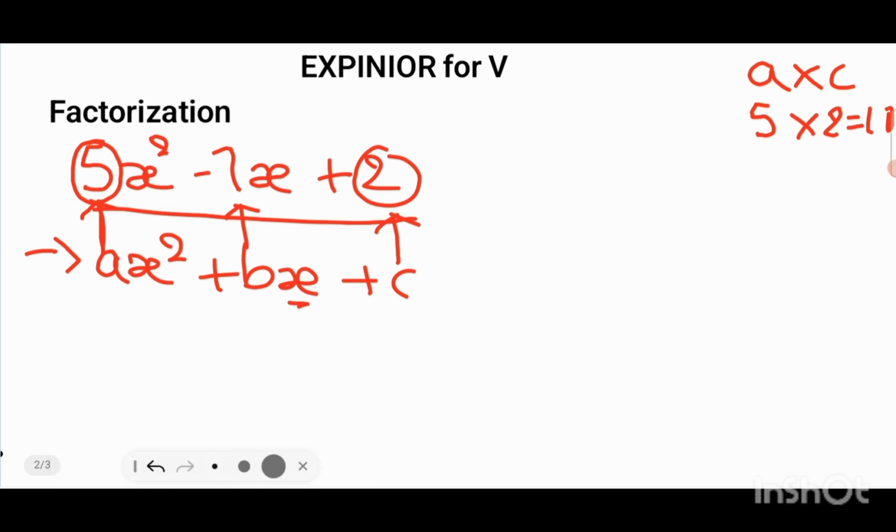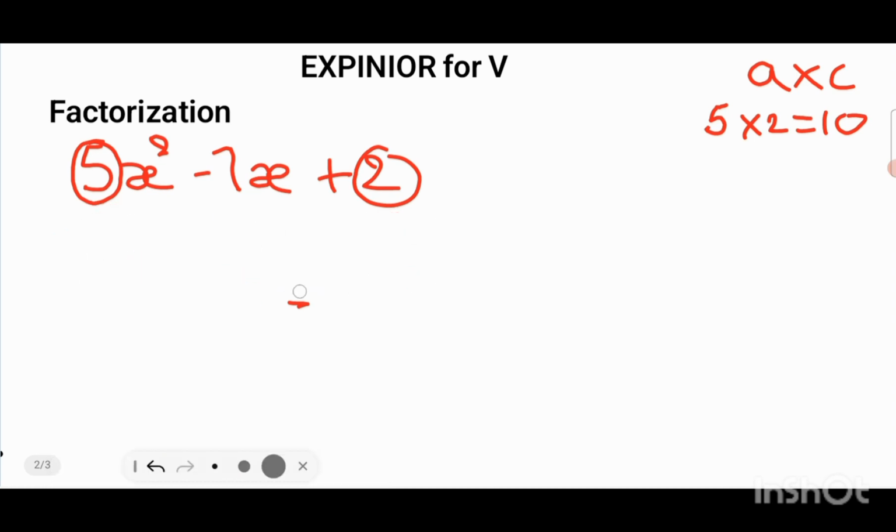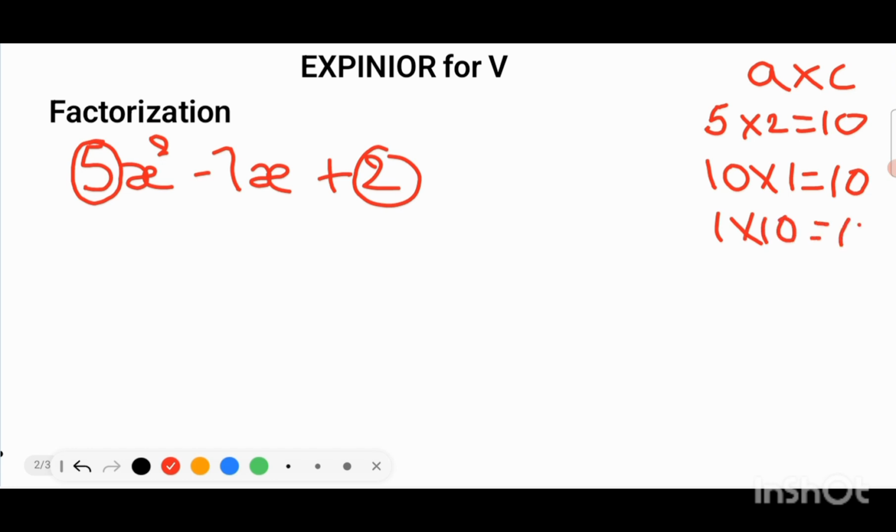Sorry, let me rub it and write it again. 5 into 2 is equal to 10. Got it? Now this is step 1. What will be the possible factors of 10? 10 ones are 10, 1 tens are 10. So we have to express 10 as a product of two numbers here. However many are possible, you have to express in this way. So 5 twos are 10, 10 ones are 10, 1 tens are 10, no other, right?